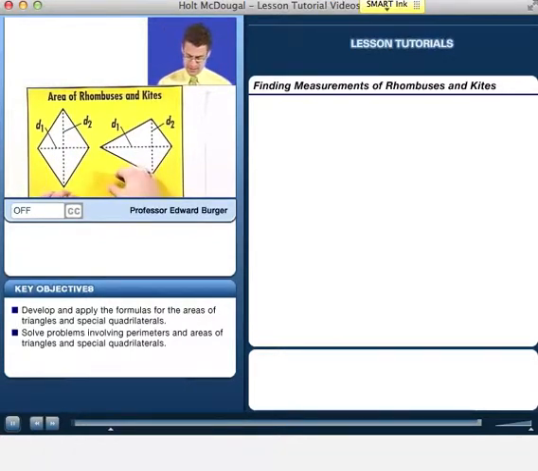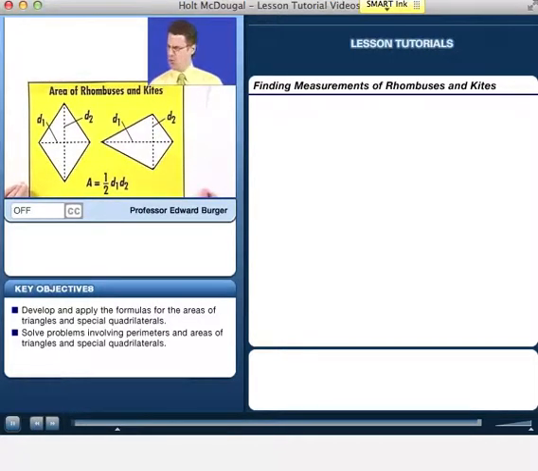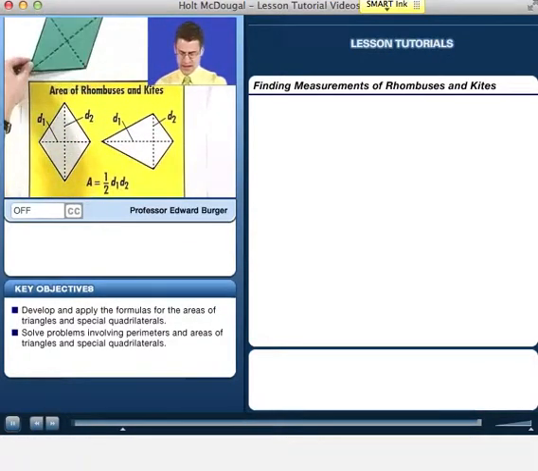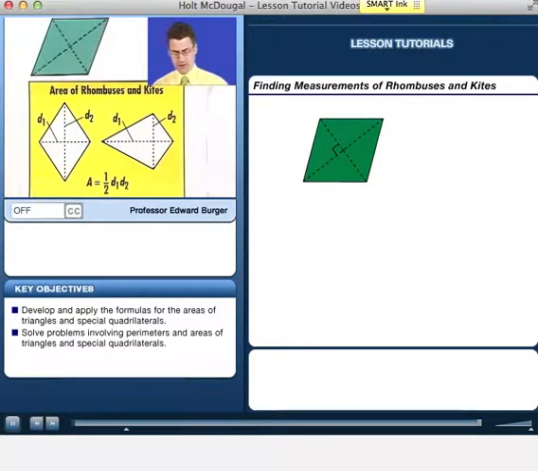You ready? Ta-da! It's just 1/2 the product of the lengths of the diagonals. So 1/2 D1 times D2. Why in the world should we believe that? Well, it's real easy. Let me show it to you. So here is a nice, clean rhombus. This side's the same as that side, and it's a parallelogram.